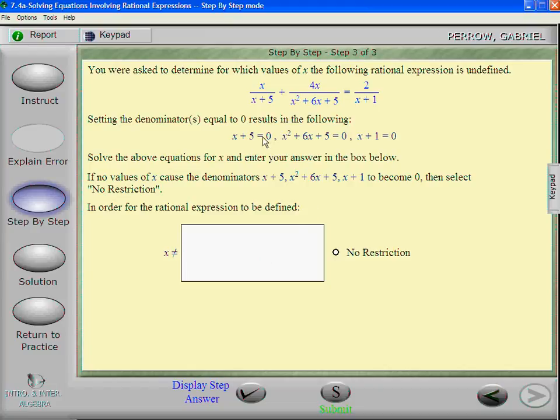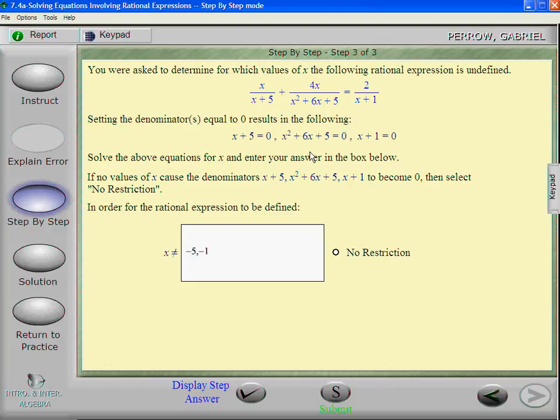Well, I could solve this little guy, and I'd have -5 as a restriction. I could solve this little guy on the third one, and I'd get -1 as a restriction. Notice I'm using commas between these. The middle one here, you say, well, what does that give us? What are we going to have restrictions for there? You have to factor it to figure out what's restricted.